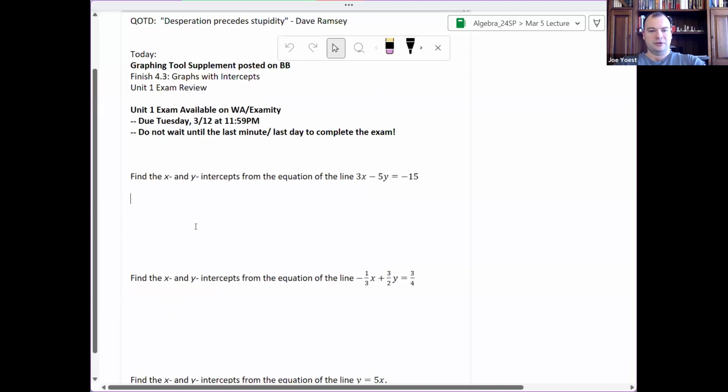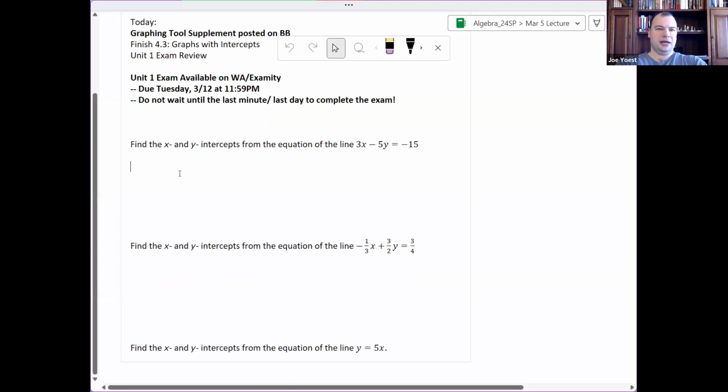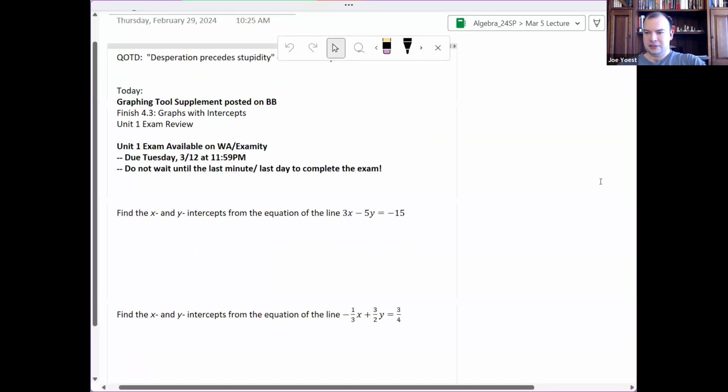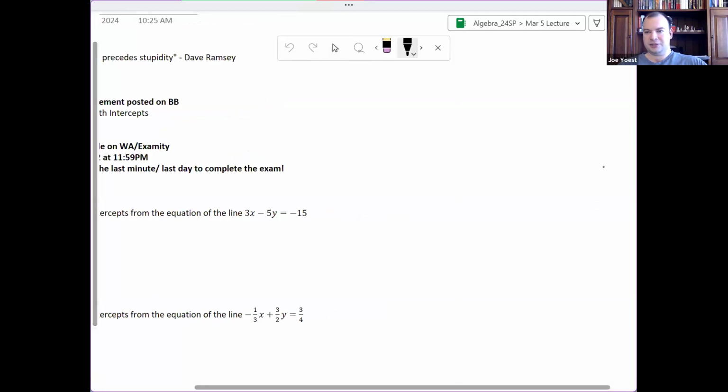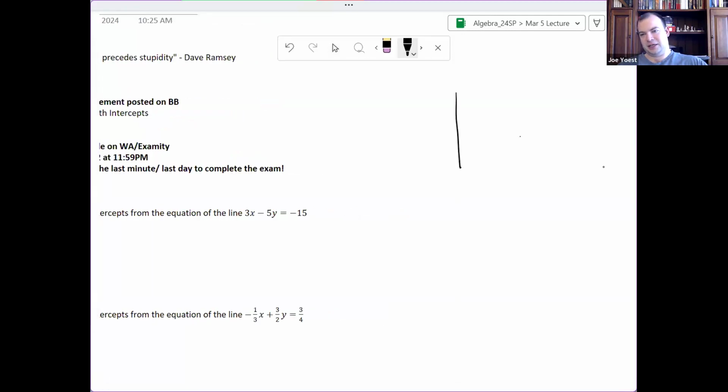So just a couple of quick problems to wrap up section 4.3, graphs with intercepts. We talked last time quite a bit about intersections of lines, graphs of linear equations, with axes.